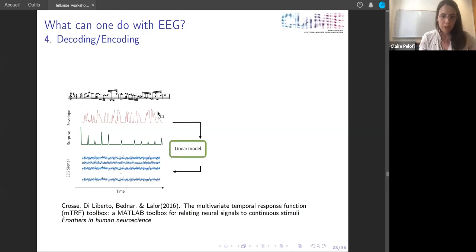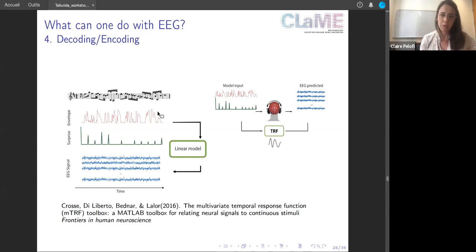So what we do then is apply a ridge regression linear model to see how well those two features, the envelope and the surprise, were encoded in the EEG signal. To do that, we apply the TRF algorithm, which fits a filter or a kernel that is going to best describe the mapping between the set of inputs or features and the neural response. Then you use this filter to predict an unseen part of the EEG.